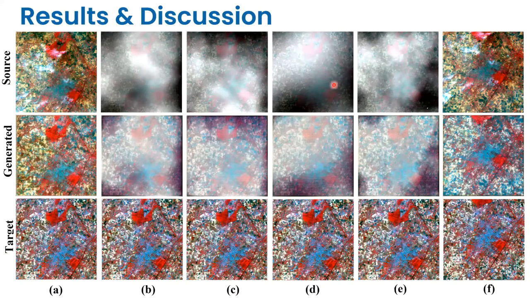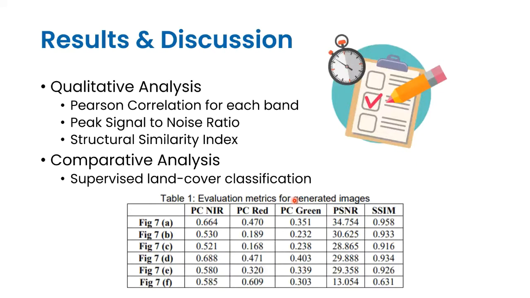The first row indicates the source, which is the actual cloudy images, which are the input to the model. The second row indicates the output of the model, which is the cloud-free images generated by the model. And the third row indicates the actual cloud-free image for the exact same region of the image. So we can see by comparing these two rows that the model did pretty well in removing the cloud cover. However, in some cases, it adapted to the dark shadowy regions, and there was some minor contrast issue in the generated image. To evaluate the model performance, we have used qualitative analysis as well as comparative analysis.